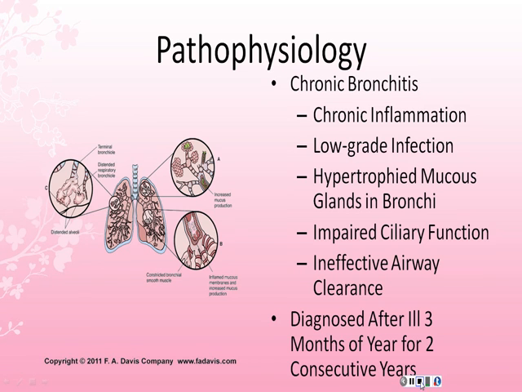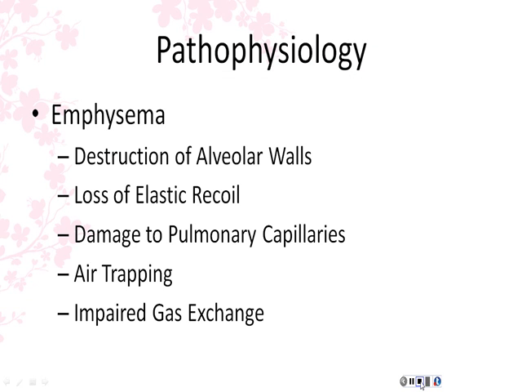or chronic bronchitis. So emphysema is destruction of the alveolar walls, causing this loss of elastic recoil and damage to the pulmonary capillaries. Air trapping results from this loss of elastic recoil, so passive exhalation is impaired. Gas exchange is impaired because the destroyed alveoli and damaged capillaries reduce the surface area for gas exchange to happen.